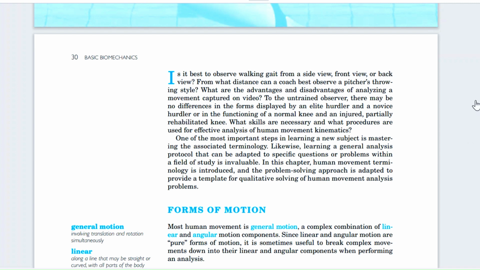So the forms of motion is basically understanding different types of motion, which is fundamental in biomechanics and any human movement analysis. Most human motion is a combination of different forms, which can be categorized into linear, angular, and general motion. So let's break these concepts down in detail.